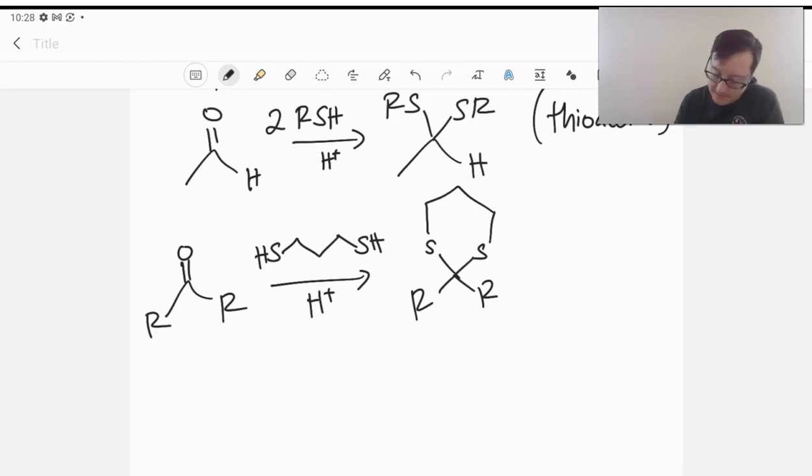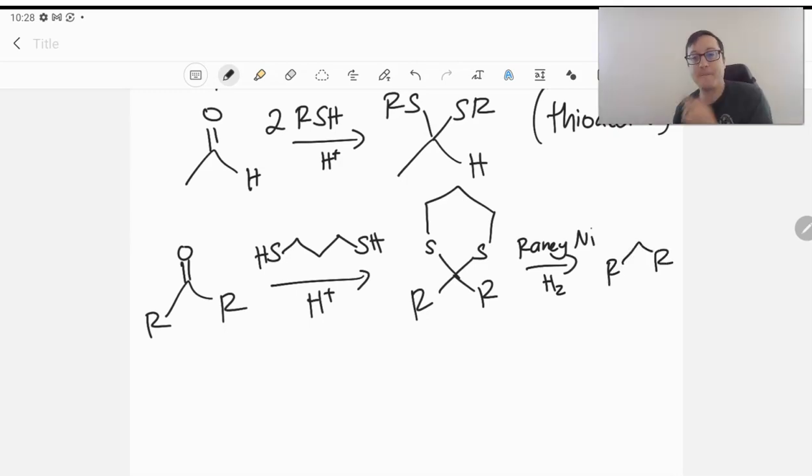And what's interesting with this is if we treat this with Raney nickel and hydrogen gas, we eliminate it. So first thing we can do is get rid of it. So that's three things now we can use to get rid of carbonyls. We can use the Clemmensen in acidic conditions, we can use the Wolff-Kishner in basic conditions, or we can use the sulfur here. Make the dithiane, it might be called, or the thioacetal thioketal with Raney nickel and hydrogen gas.